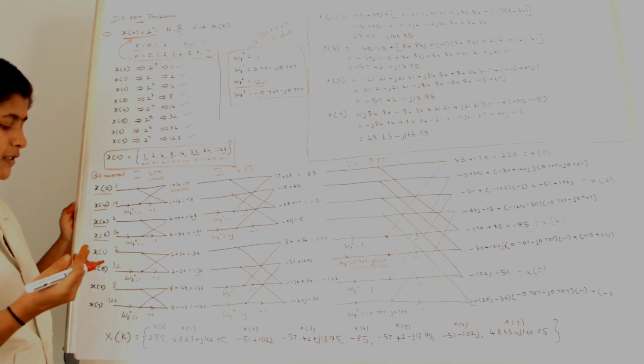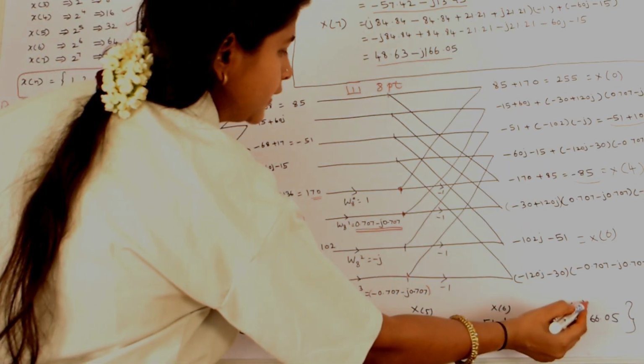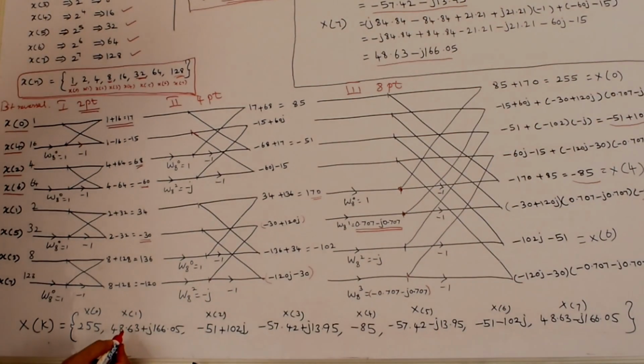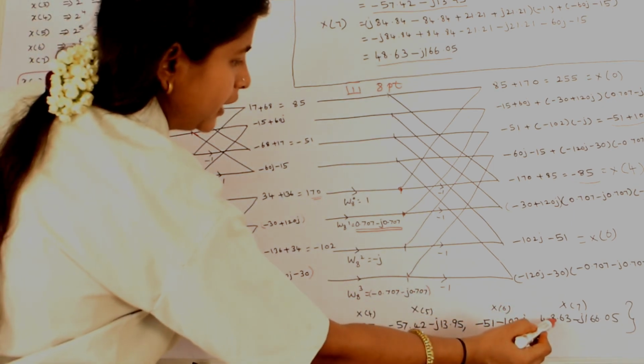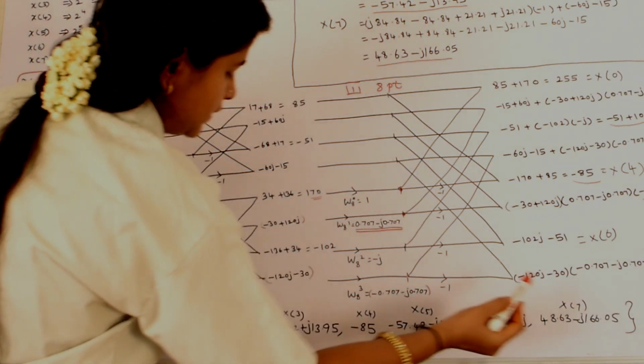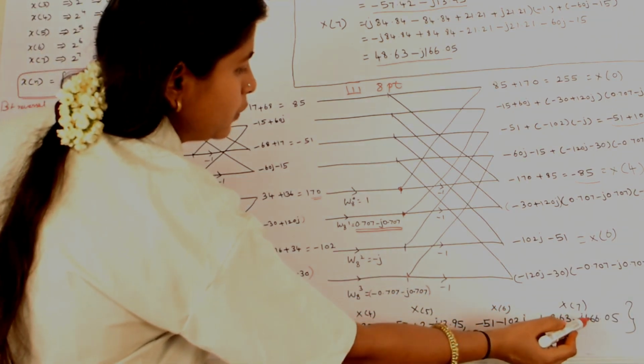Okay. Your first statement is x of 1 is the complex conjugate of x of 7. You can verify it. You will have 48.63 plus j 166 here, and here you will have 48.63 minus j 166.